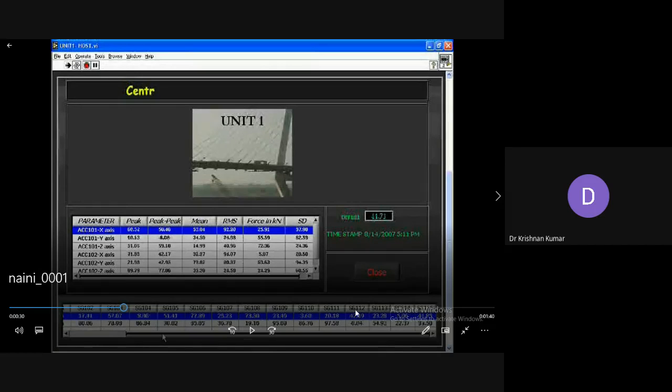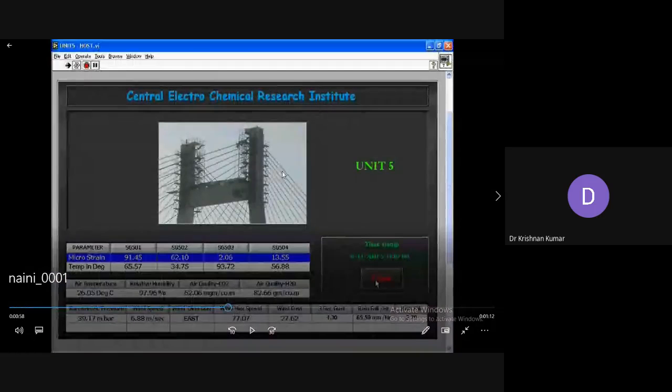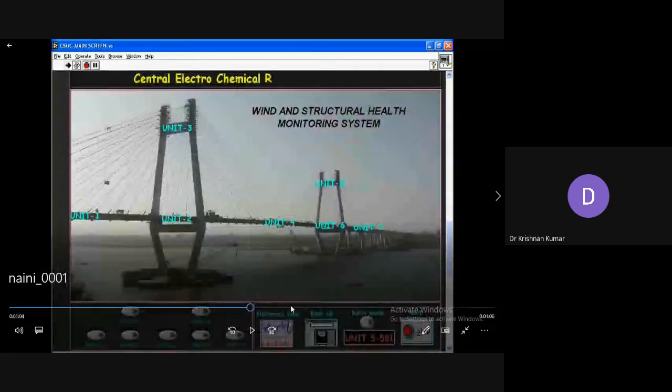And here at the bottom, 15 strain gauges. For all the 15 strain gauges we have the temperatures as well as the strain. We have directly converted into strain. So like that, you will be able to get the data completely for each unit.